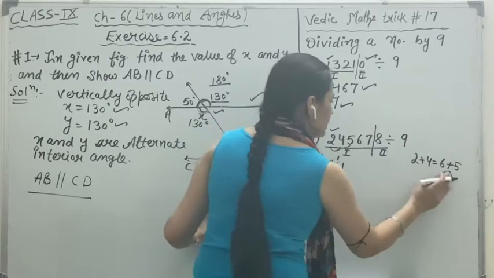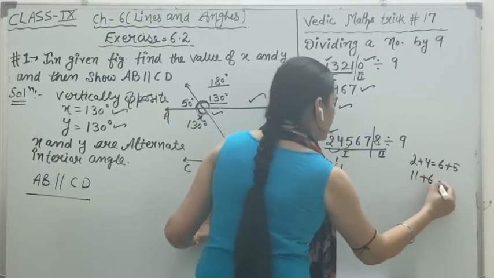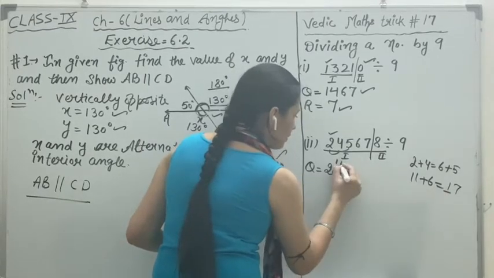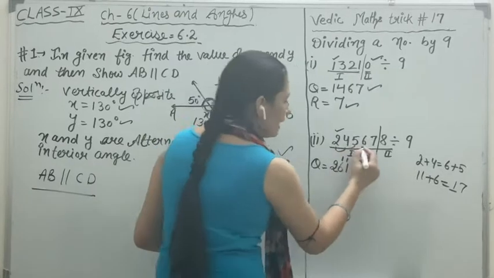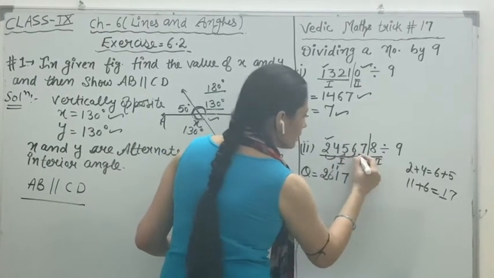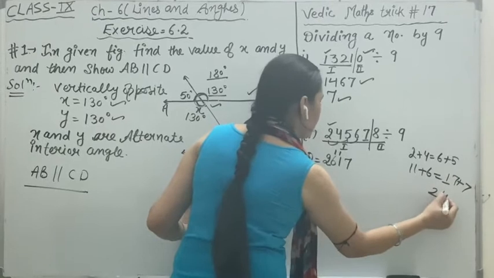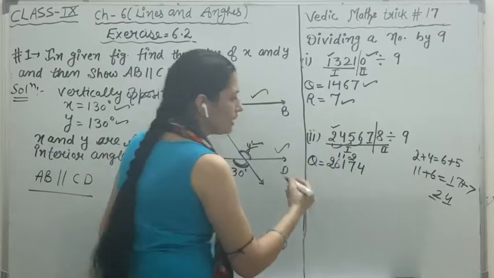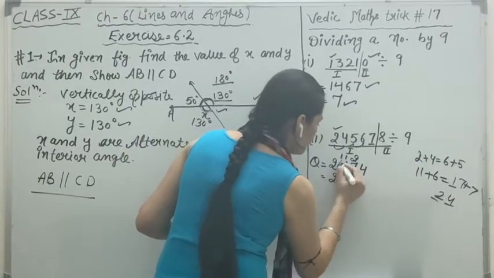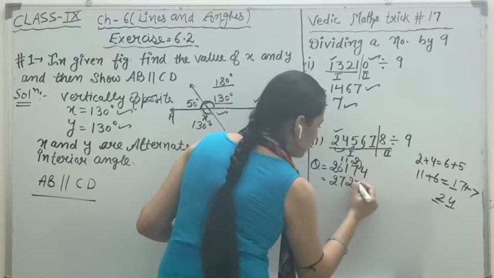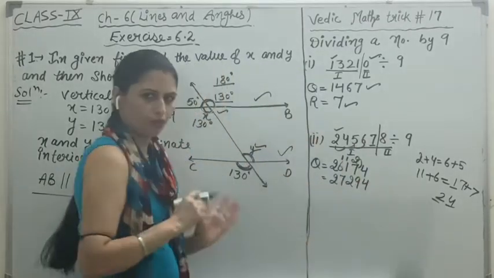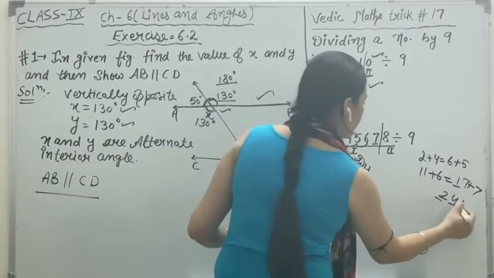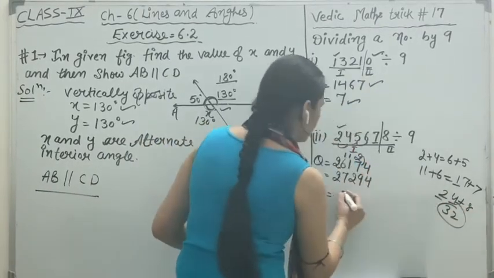Next is 11 plus 6, that is 17. In the same way we write here 7 and this 1 we use as a carry. Next, plus 7, that is 24. In the same way write here 4 and this 2 here. Now add these: 2, 6 plus 1 is 7, 2, 7 plus 2 is 9, and 4. And what is the remainder? Same, 24 plus 8, that is 32, is the remainder.